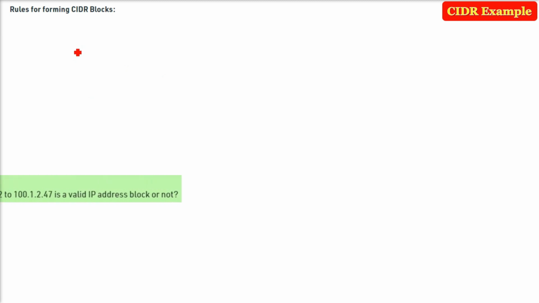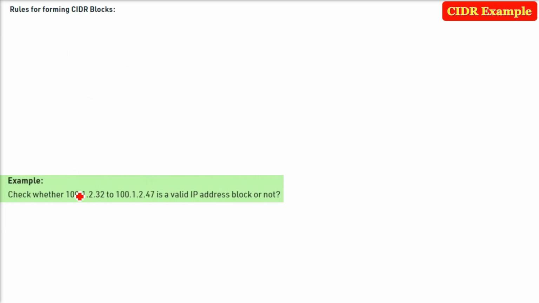Let us take an example of CIDR. CIDR has certain rules. Classless Inter-Domain Routing. We have seen IPv4 addressing A, B, C, D, E. So here the rules are different. And with these rules, we'll try to understand the rules with respect to an example, considering an example.